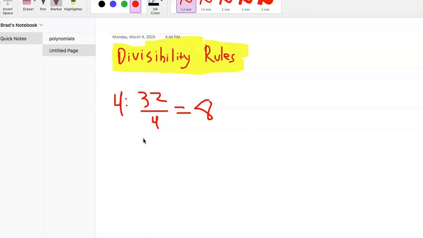Okay, what about a trickier one? What if it's 1032 divided by 4? We might be a little less sure that that one equals an integer, right? But all we care about is those last two. And again, we just have our 32 divided by 4 is 8, and so that is going to be an integer. And if you went and actually divided it out, you would find that it equals exactly 258.